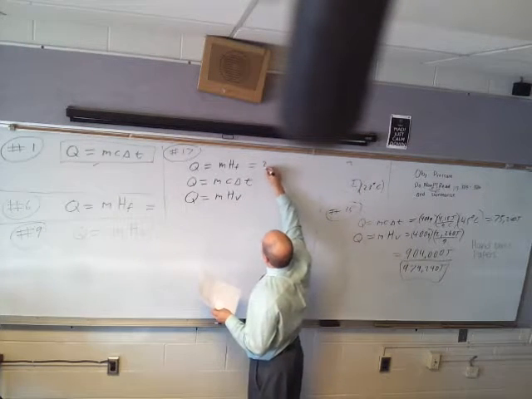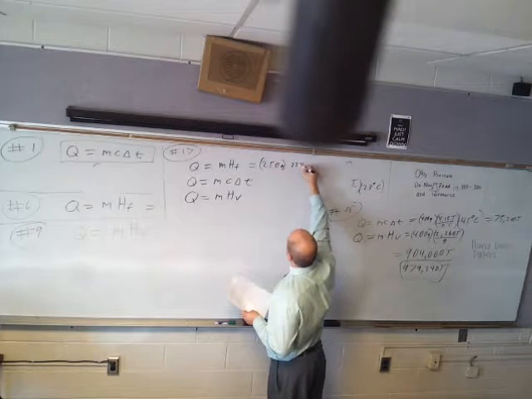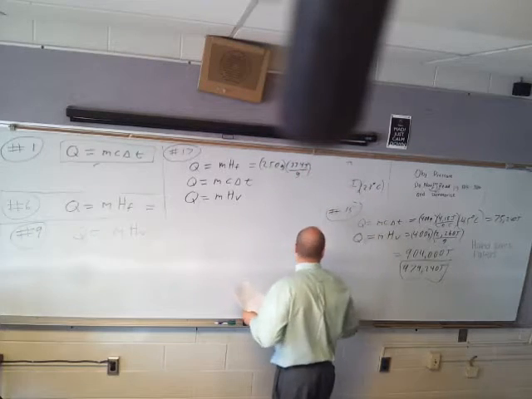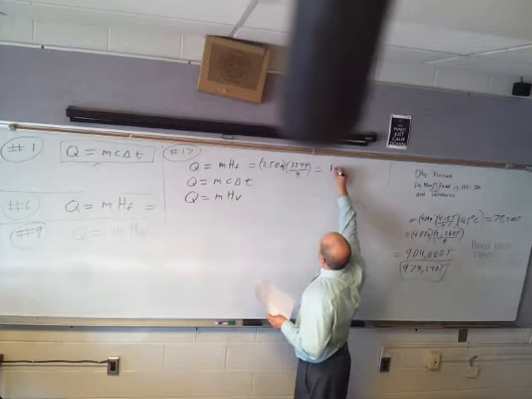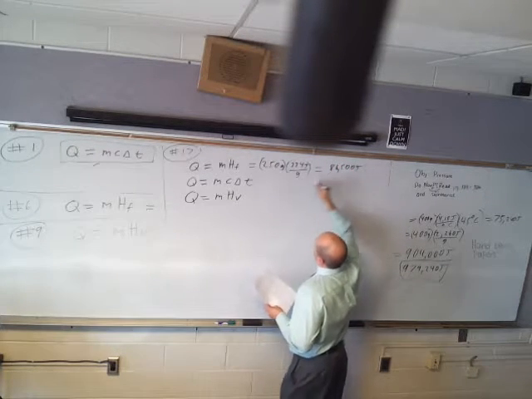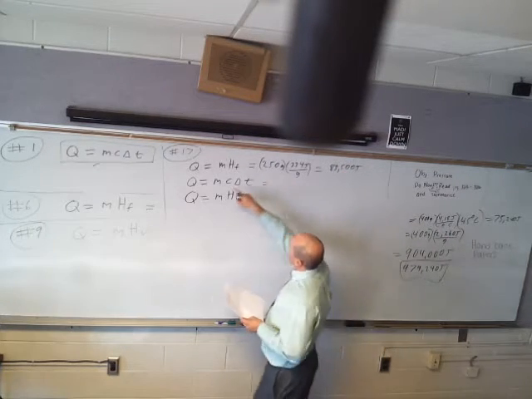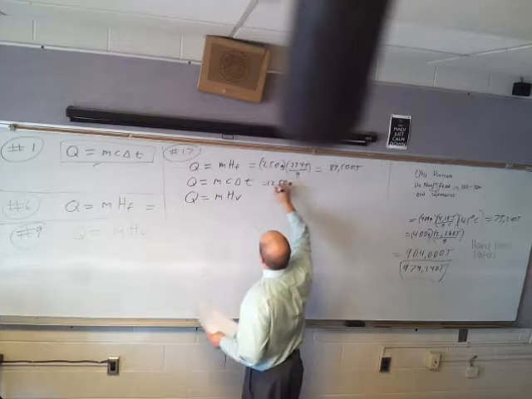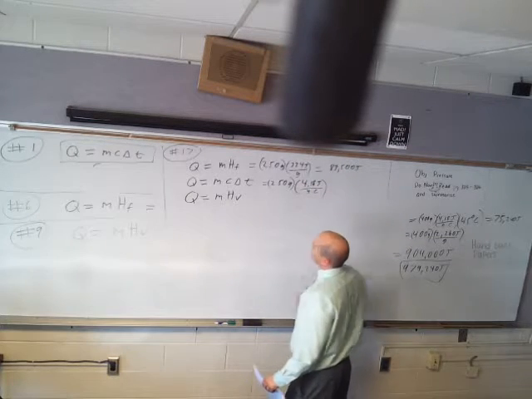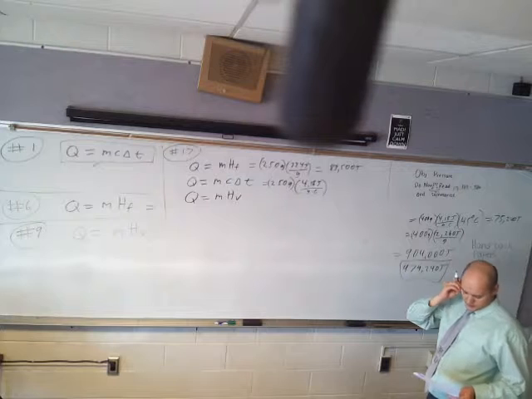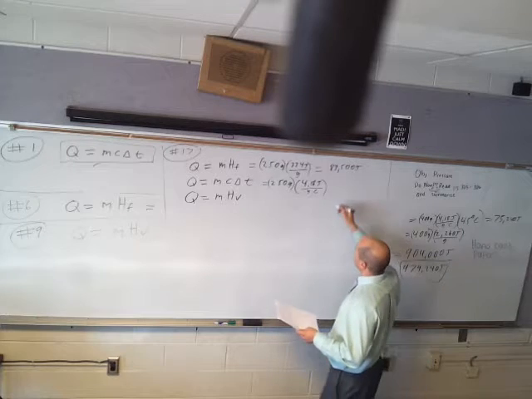All right, so 250 grams times, what's HF? 334 joules per gram. What's that come out to? 82,500. 83,000? Yeah. Thank you. All right, next part we're gonna have 250 grams times 4.18, that's the specific heat of water, times, what's delta T for this problem? 100 minus 0, so it's gonna be 100.